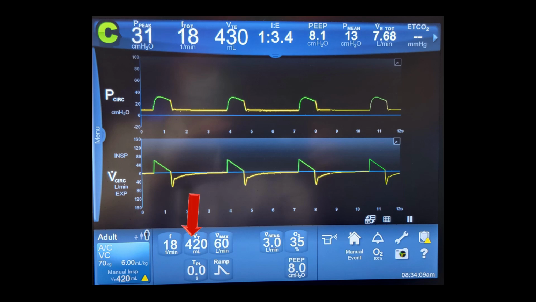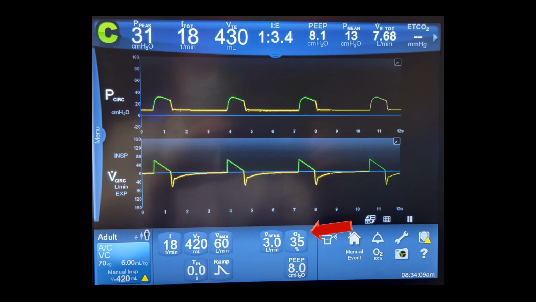Next, we have tidal volume. We can see the tidal volume is set to 420 cc's, and then at the top we can also see that the actual volume of the patient is 430. There's a slight variance between these two numbers, no big deal. Next, we can see the minute ventilation of the patient, which is 7.6 liters per minute. Minute ventilation is the respiratory rate times the tidal volume.